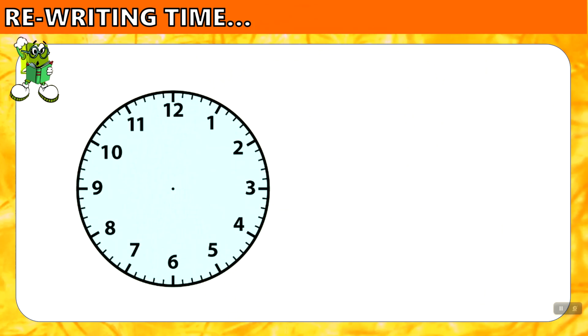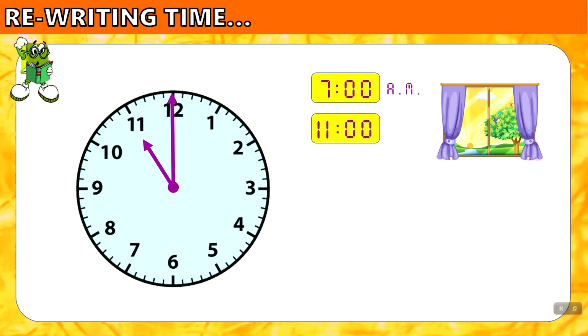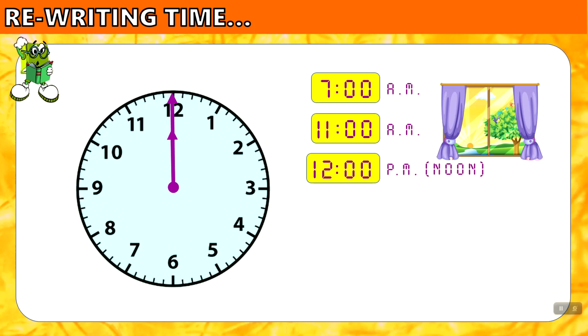We often have to rewrite time into 24-hour time. And so let's take a look at the clock again. Here's 7 o'clock in the morning. We know that's 7 o'clock a.m. And as time passes, 11 o'clock a.m., we're still in the morning. When it reaches 12 o'clock, we call that 12 o'clock p.m. or 12 o'clock noon.